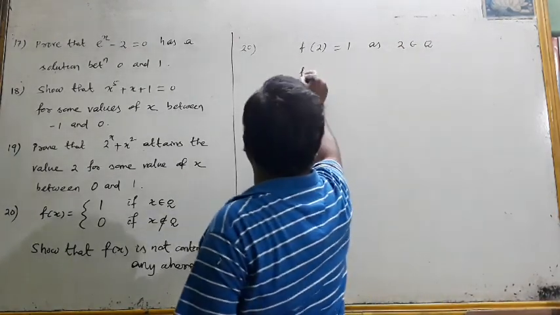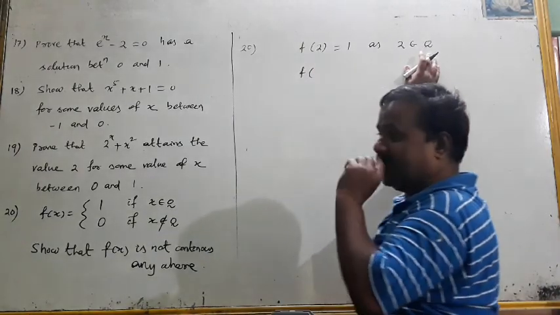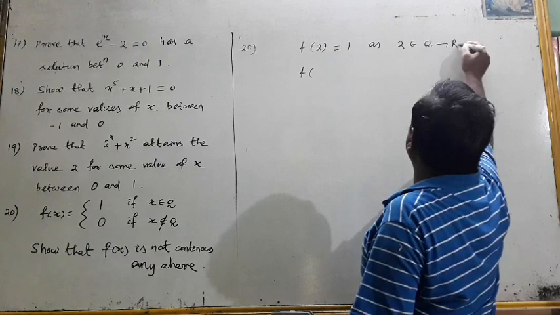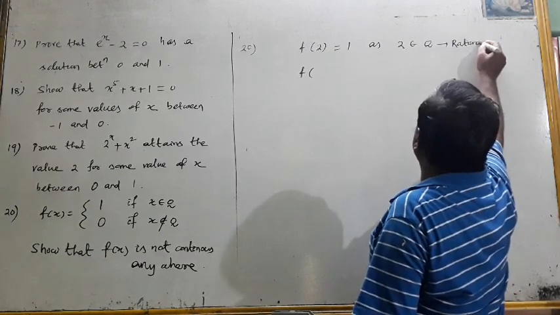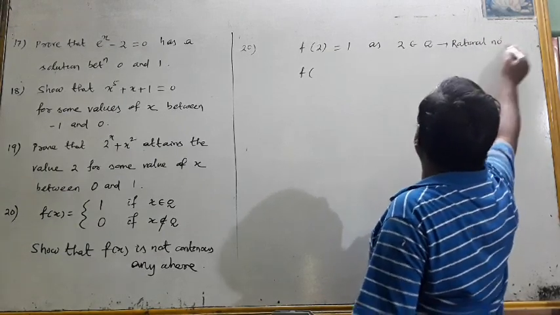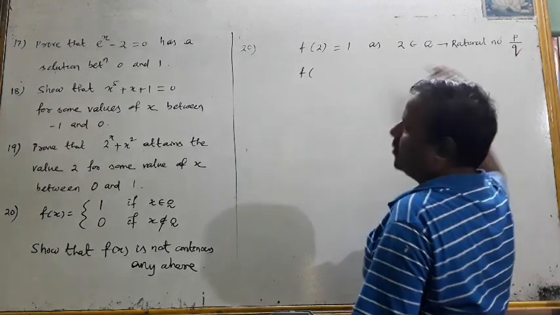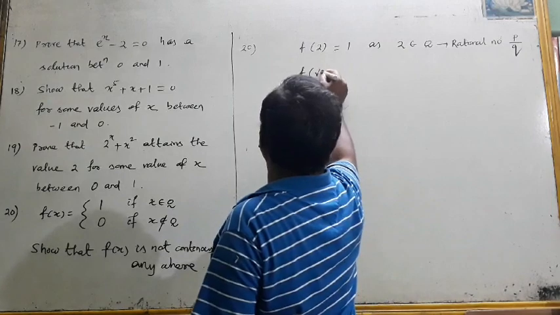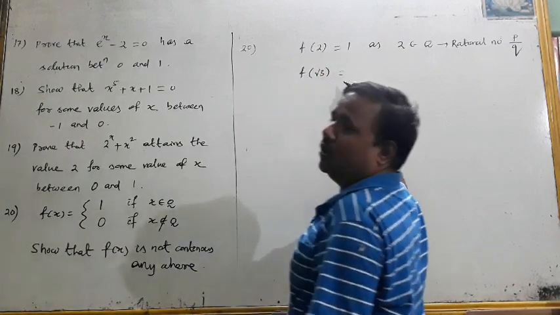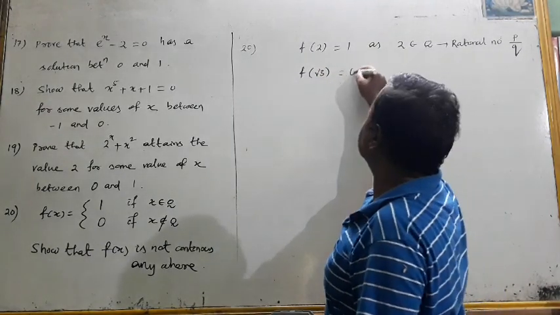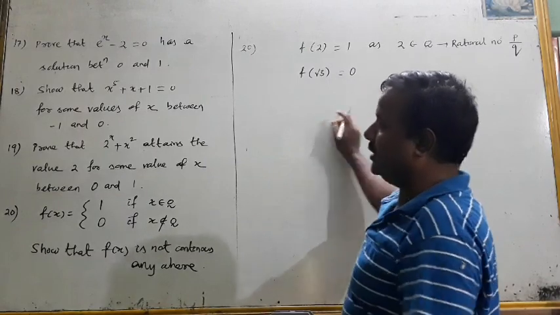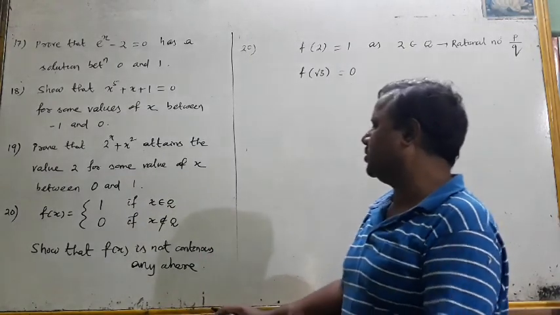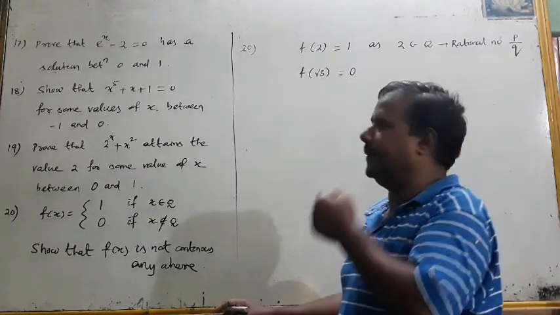What is a rational number? It is a number which can be expressed in the form p by q. Suppose I am asking you what is f(root 3), then it is 0. If a function is 1 for rational numbers and 0 for irrational numbers, the function is not continuous anywhere.